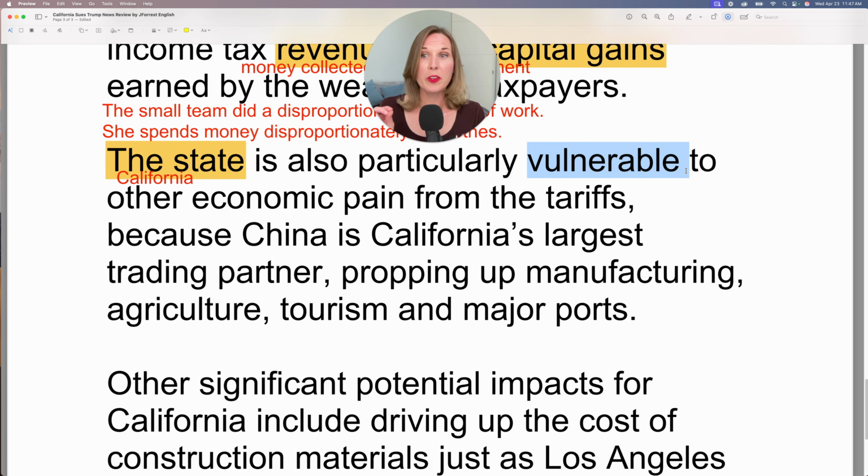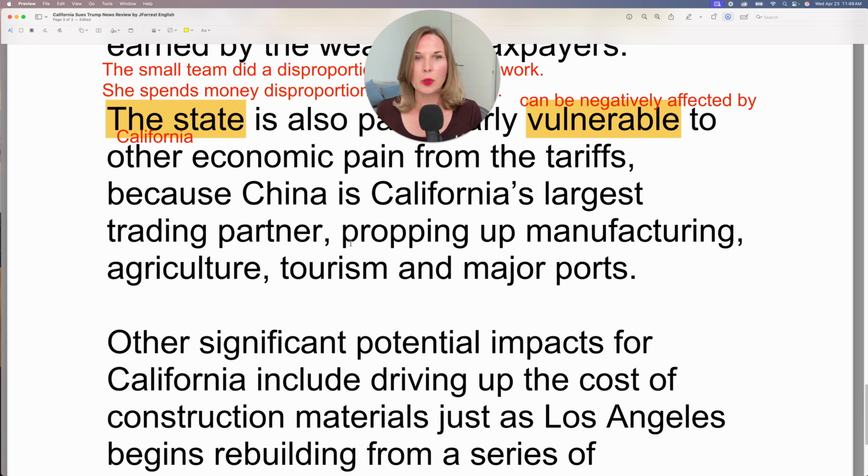Now let's review vulnerable. If you're vulnerable to something, it means that you can easily be affected and negatively affected by something. So you can say children are vulnerable to colds. They're easily affected by them, and the consequences are quite severe. Children and the elderly are vulnerable.